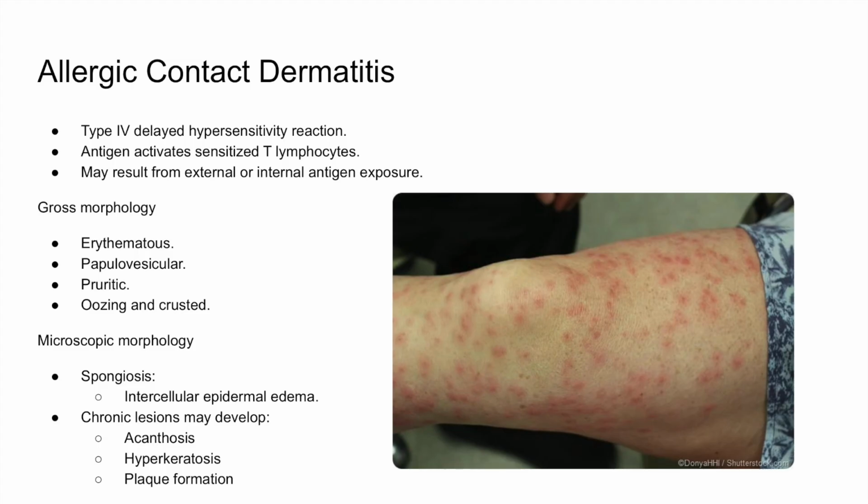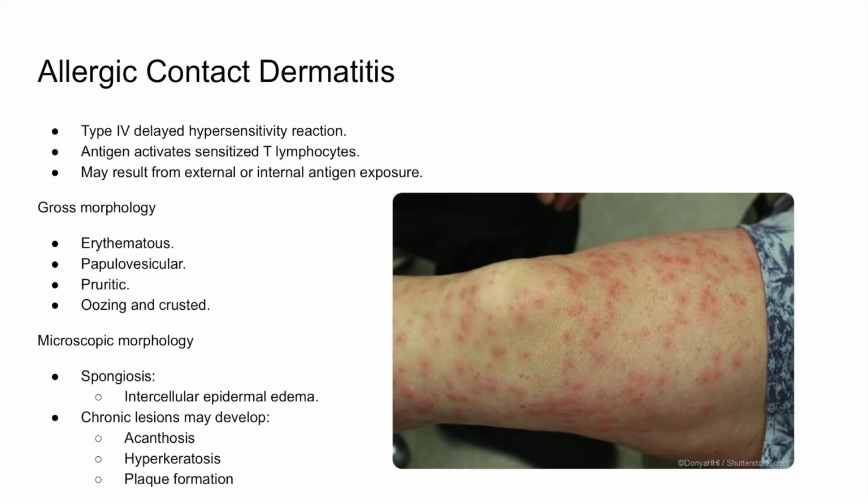Common examples include nickel jewelry, poison ivy, fragrances, hair dyes, and topical antibiotics. Histology shows spongiosis. Patch testing can identify the responsible allergen in recurrent or chronic cases, and the essential treatment is avoidance.